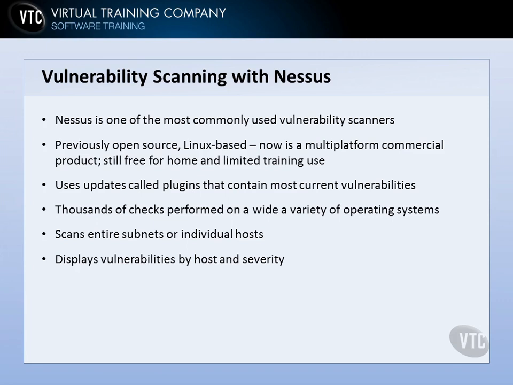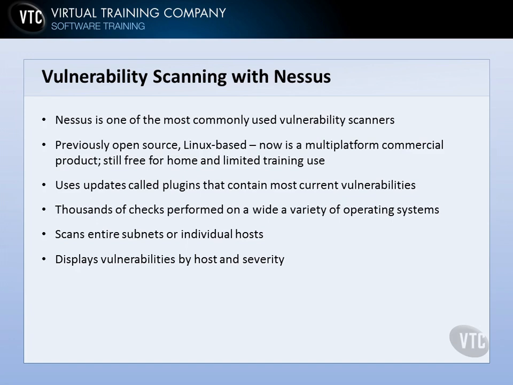Now, you can scan entire subnets with Nessus or just one individual host if you like. You can even go in and disable or enable different checks depending upon what different operating systems you know are on the network. For example, if you know there's no AIX hosts out there, then you could go in and disable all the AIX checks because you don't want to waste time checking something that you know is not out there.